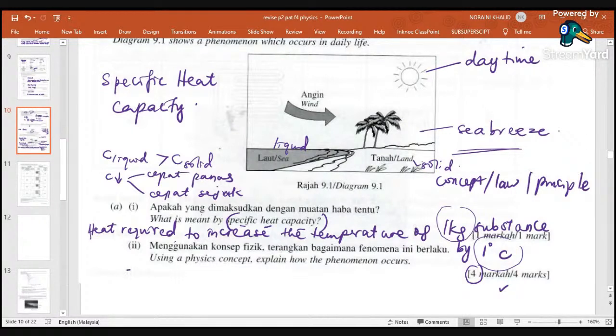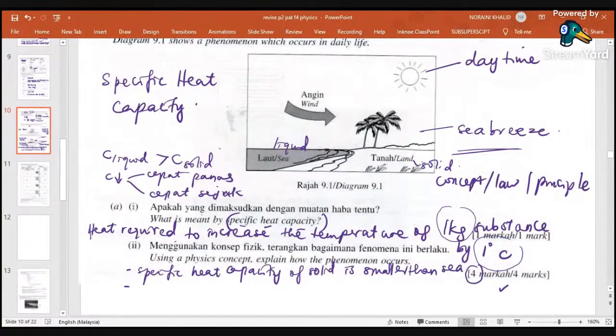So the first point, mark 1. Specific heat capacity of solid is smaller than sea. So the land becomes hotter than sea.